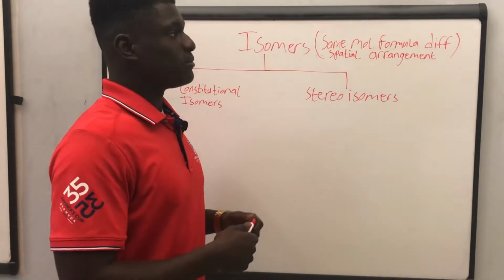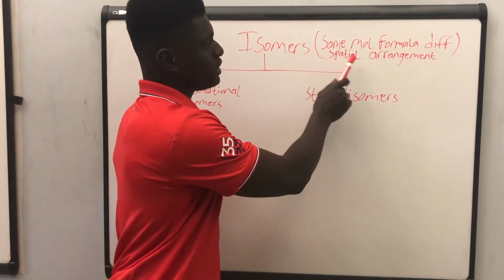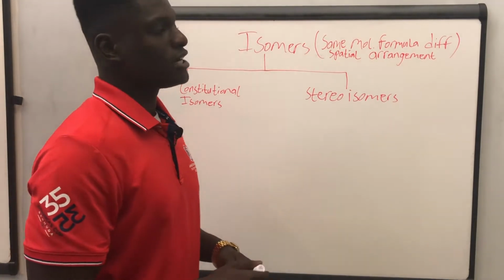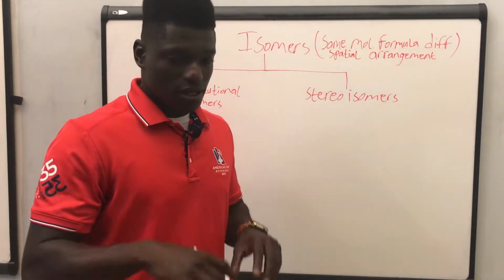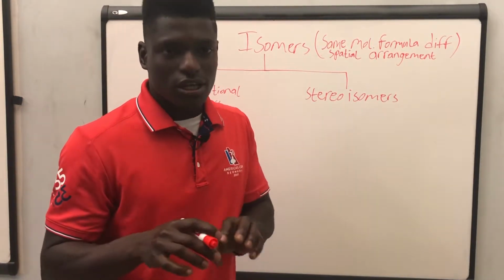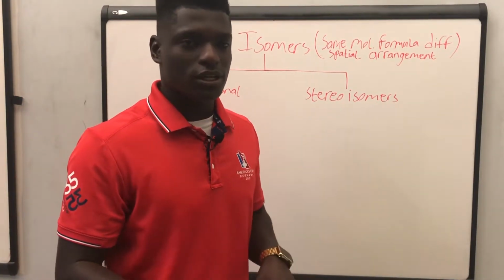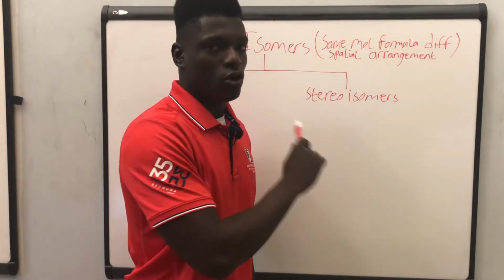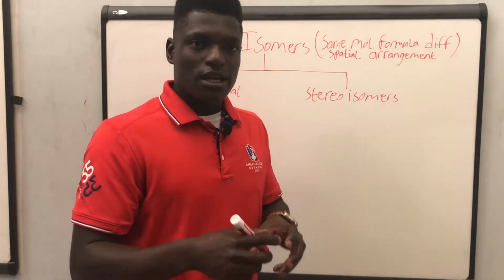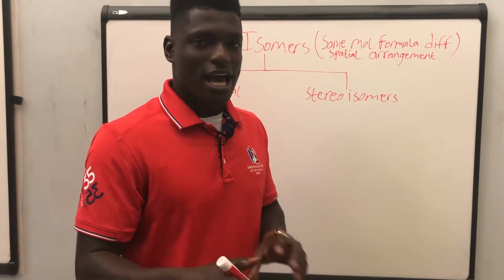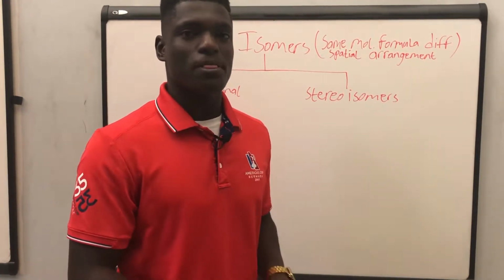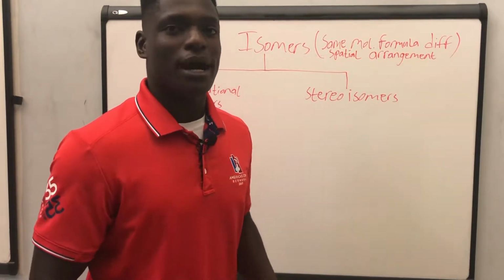So isomers essentially have the same molecular formula but different spatial arrangement. Isomers are going to have the same number of carbons, the same number of hydrogens, the same number of oxygens, whatever constitutes that molecular formula. Isomers are going to have all of that. It's going to be very consistent, but how the atoms are connected, the spatial arrangement, the orientation, that is what's different about isomers.